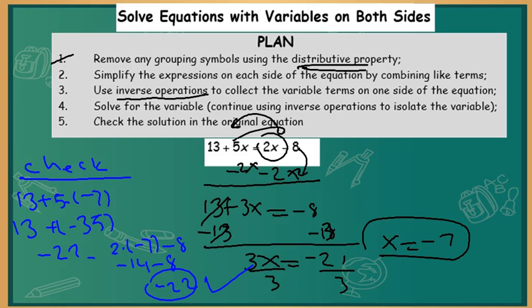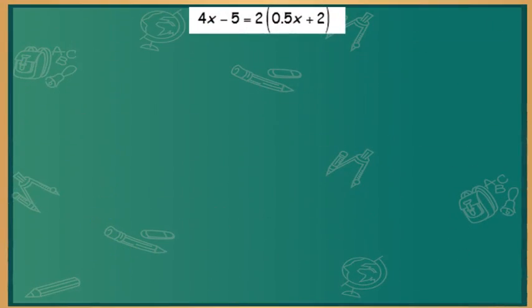Then let's move on to the second problem. In our second problem, we have parentheses. So our equation involves parentheses, and we have to deal with the parentheses first by using the distributive property, which means I'm going to distribute this 2 into this parentheses by multiplication. So let's do that. 4x minus 5 is going to be equal to, when I distribute this 2 into this parentheses, 2 times 0.5 will be just 1x. And then 2 times 2 is 4.